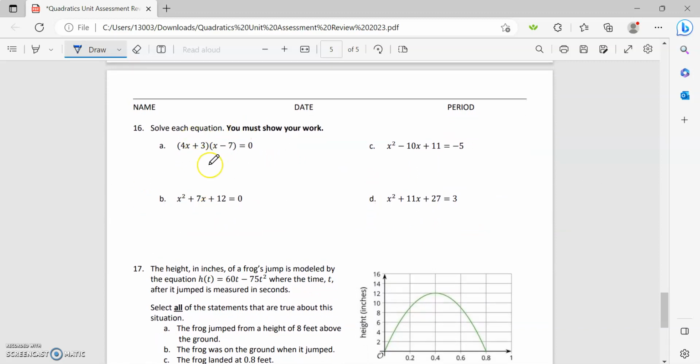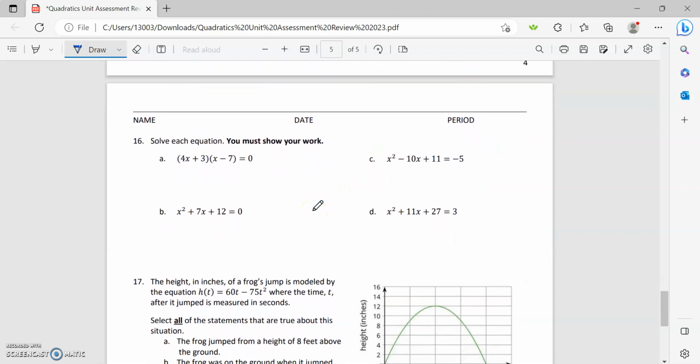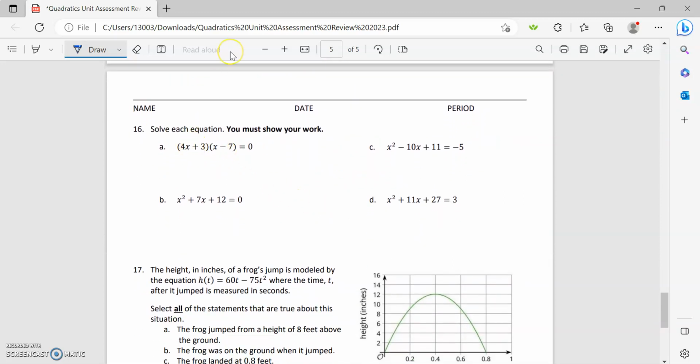Solve each equation. Okay, so now that we've said what it means to solve the equation, the solutions are finding the intercepts. 16 is just simply saying, when does this equal 0? Or when does this equal 0? That's all it's asking, okay? So with that in mind, I'm going to look for ways to solve for 0. So 4x plus 3 equals 0, or x minus 7 equals 0.